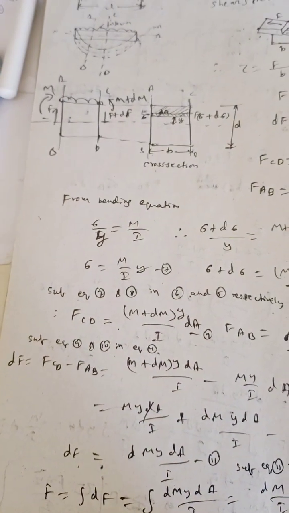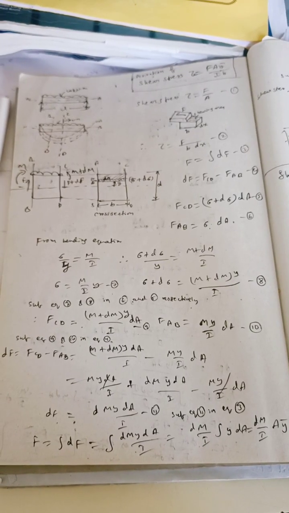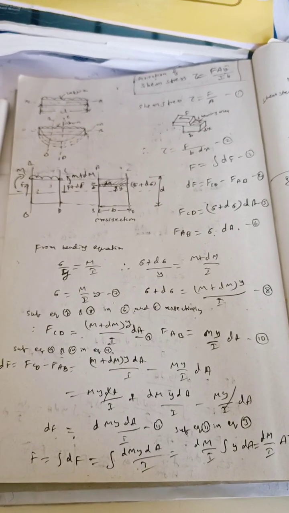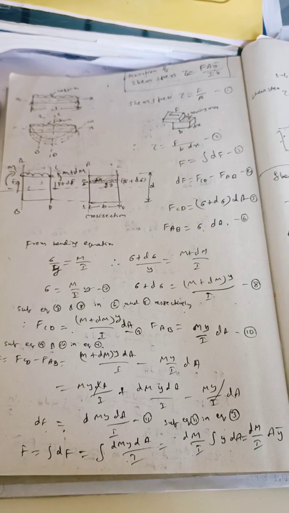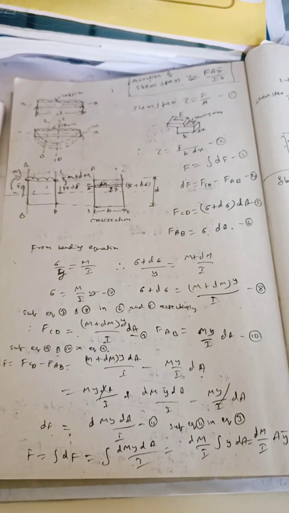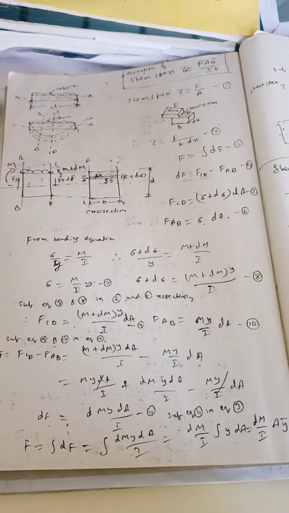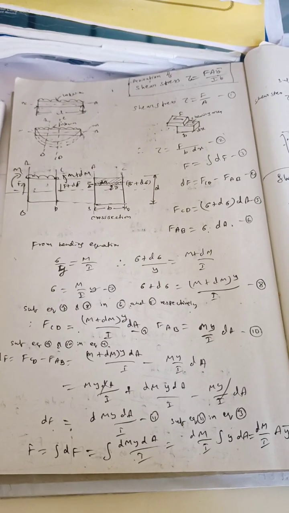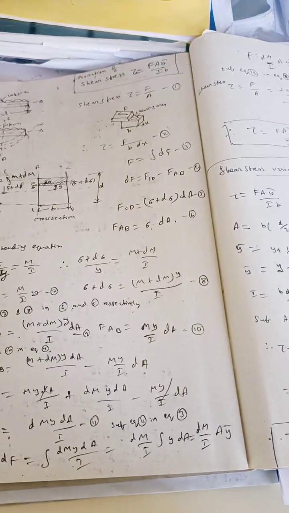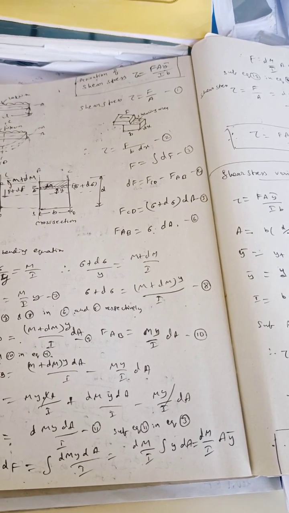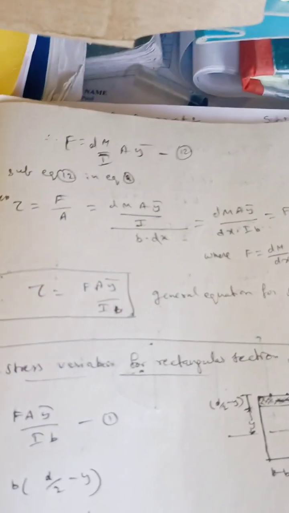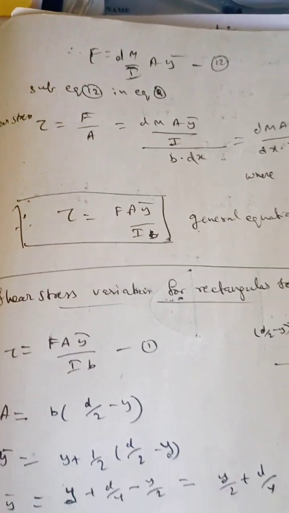On simplifying, dF we will get as dM y dA by I. Let it be equation 11. Now substituting equation 11 in equation 3, F equal to integration dF, which is integration dM y dA by I, equal to dM by I integration y dA, where integration y dA is A y bar. Therefore F equal to dM by I A y bar. Let it be equation 12.